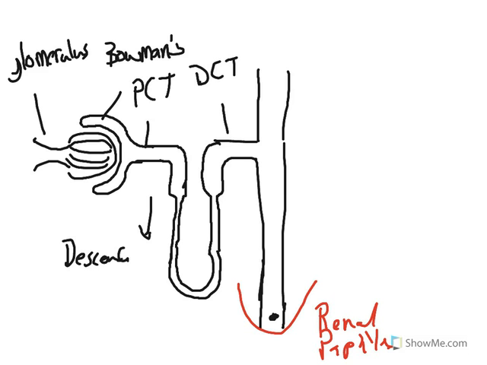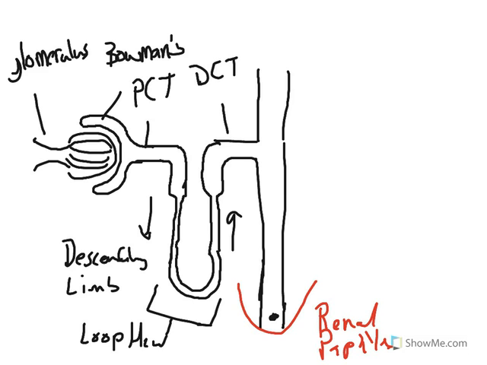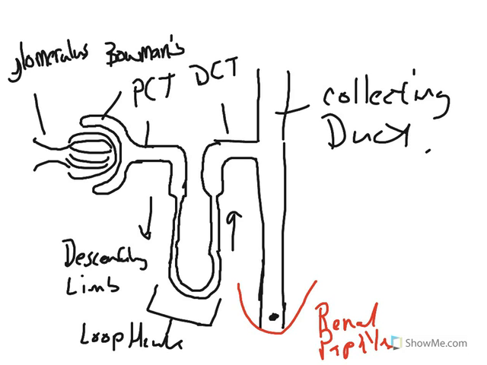descending limb. And we have the ascending limb of the loop of Henle. So let me give a bracket here. And that's your loop of Henle. Then here we have the collecting duct. And in the collecting duct, once you're in here, you're now urine.